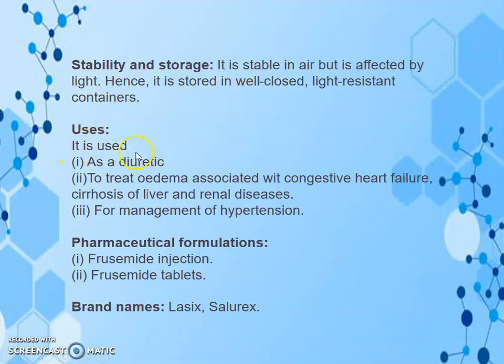Uses. It is used as a diuretic. It is also used to treat edemas associated with congestive heart failure, cirrhosis of liver and renal diseases, and for the management of hypertension. Pharmaceutical formulation. It is available in the form of furosemide injection and furosemide tablet, and the brand names are Lasix and Salurix.